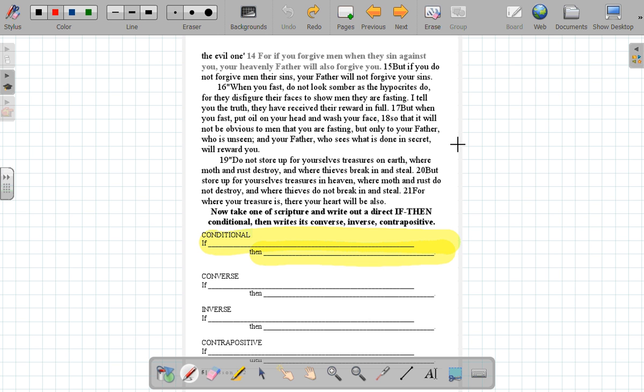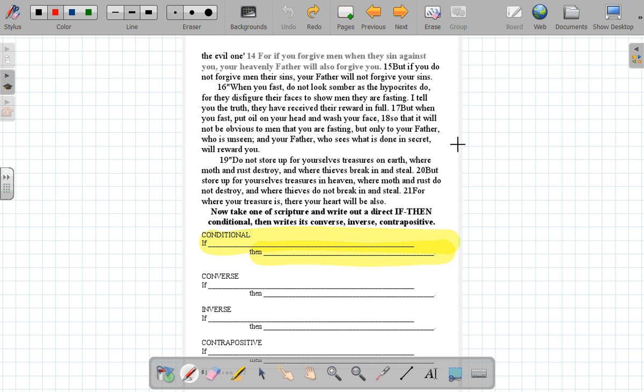When you fast, do not look somber as hypocrites do. They disfigure their faces to show others their fasting. Truly, I tell you, they have received their reward in full. But when you fast, put oil on your head and wash your face. It will not be obvious to others that you are fasting, but only to your Father who is unseen. And your Father who sees what is done in secret will reward you.